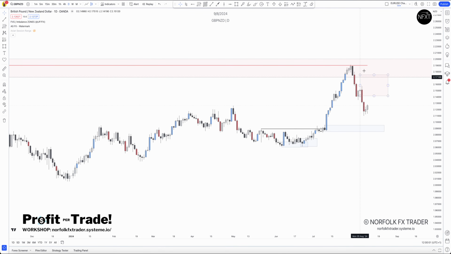At the moment, the order flow is bearish. Okay, it was bullish, but it's reversed to bearish. So we go with the order flow. So a pullback into this supply will be continuation lower towards demand. So that's the pound New Zealand.